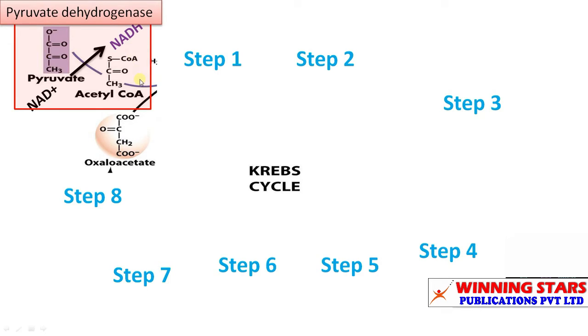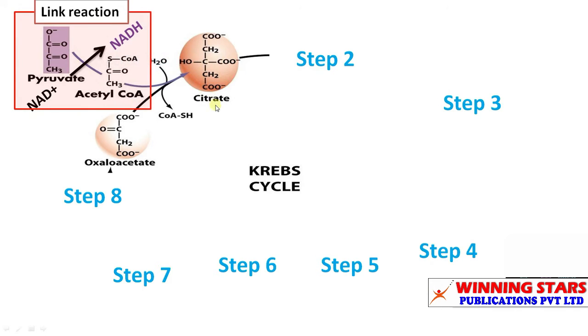So at the beginning of citric acid cycle, in step 1, oxaloacetate, a C4 compound, a 4-carbon compound, combines with acetyl coenzyme A, which is a 2-carbon compound, forming citrate or citric acid, which is a 6-carbon compound. And the enzyme involved is citrate synthase. That is why the cycle is also called citric acid cycle.